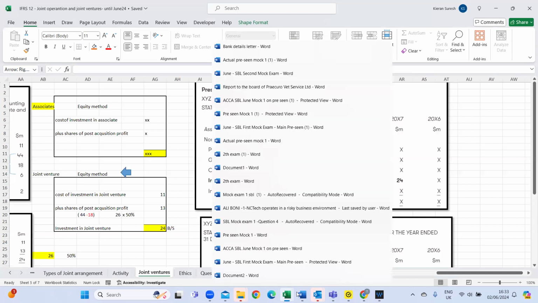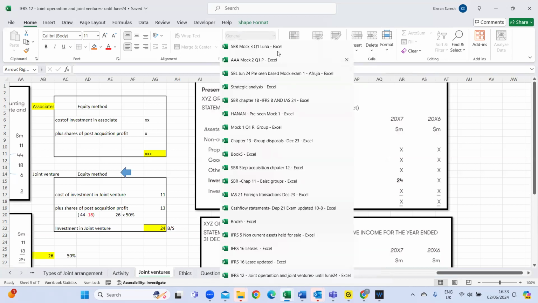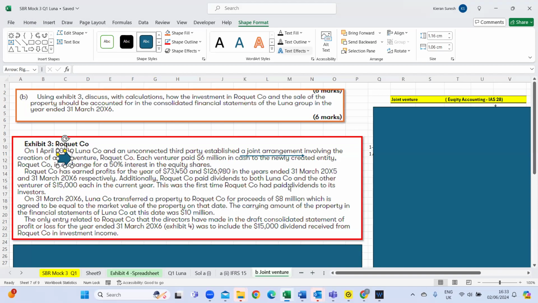Now let's take these questions on. Let's read this question. Now we know we need to treat it as a joint venture, and if it is a joint venture, we need to apply the equity accounting method. That means for the balance sheet, I need to know the carrying amount of the investment in the joint venture. How can I start with this?